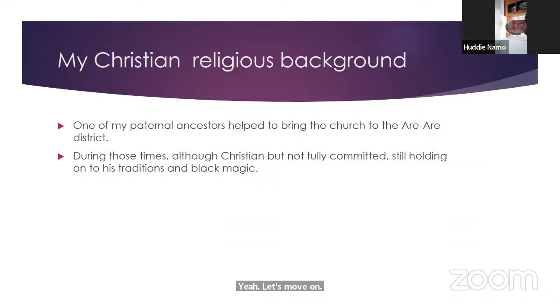It's interesting that one of my paternal ancestors, on the side of my father, helped to bring the church to the Are'are district region. That's my area.